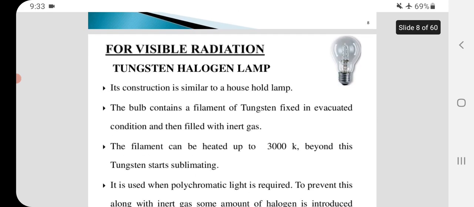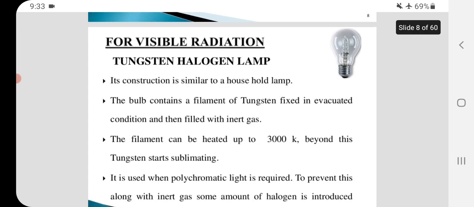For visible radiation, tungsten halogen lamp. Its construction is similar to the household lamp. The bulb contains a filament of tungsten fixed in evacuated condition and then filled with inert gas. The filament can be heated up to 3000 Kelvin. Beyond this, tungsten starts sublimating. It is used when polychromatic light is required.